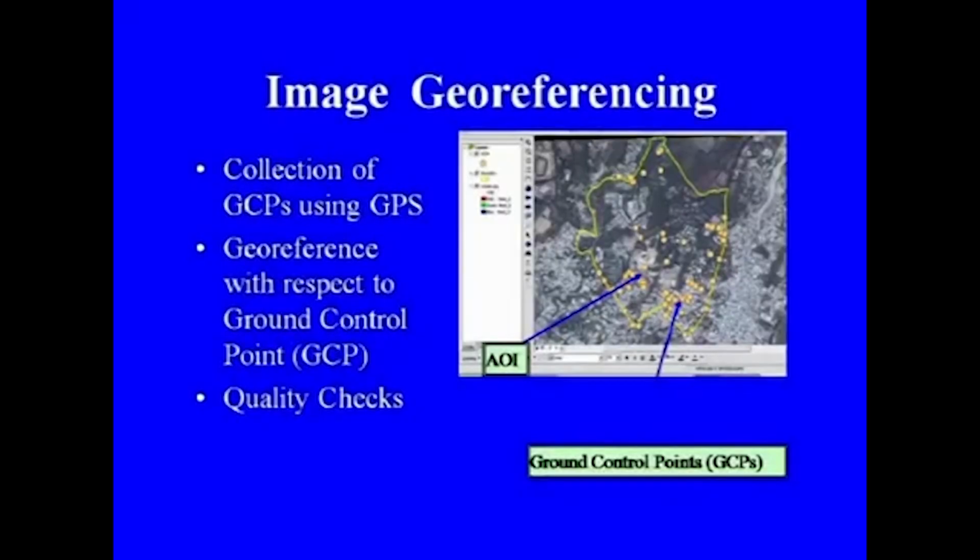In order to carry out the georeferencing, certain control points, or what we call GCPs, were identified using GPS, and also for quality check subsequently for the digital database which was being created. In this particular slide, the yellow dots show the ground control points which were identified, for which GPS observations were taken for georeferencing and subsequently for quality checks.